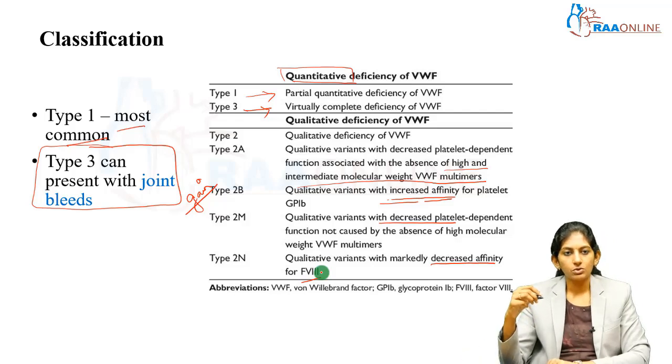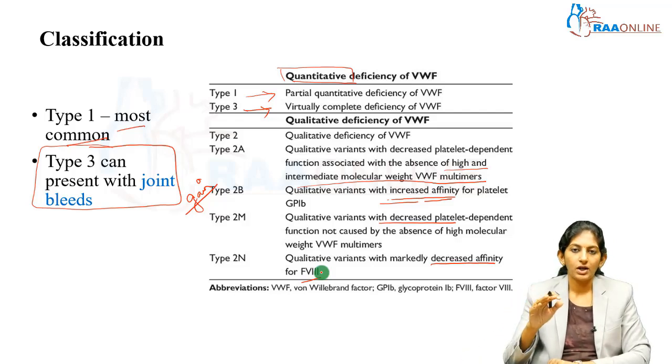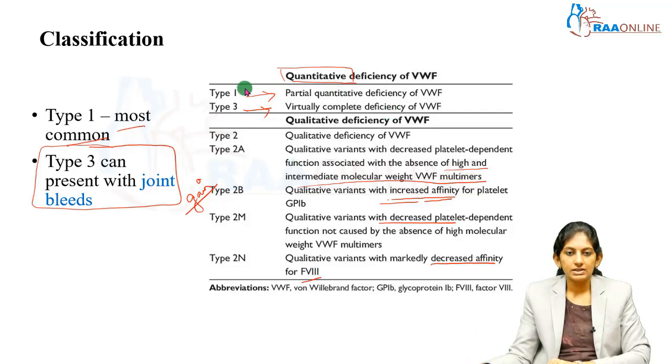Once again we will go through the classification. Quantitative deficiency, von Willebrand disease type 1 and type 3, the von Willebrand factor levels are less. Type 1 it is partial, type 3 complete deficiency. Qualitative deficiency is seen in type 2. Among type 2 we have type 2A, B, M and N.